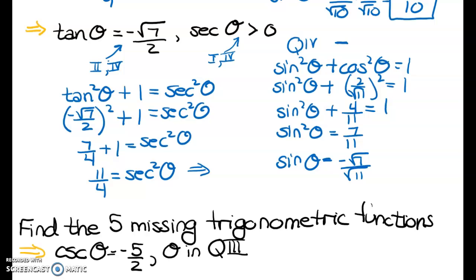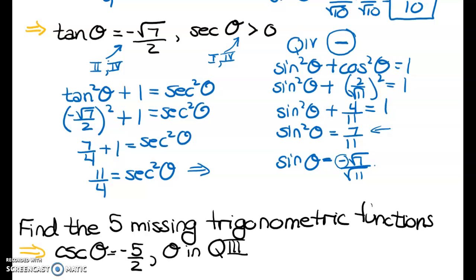This is a continuation of the previous video. Let's go ahead and finish the problem that we were working on. We were just taking the square root of both sides to solve for sine. And remember we said that the sine in Q4 is going to be negative. So when we took the square root, we kept the negative.